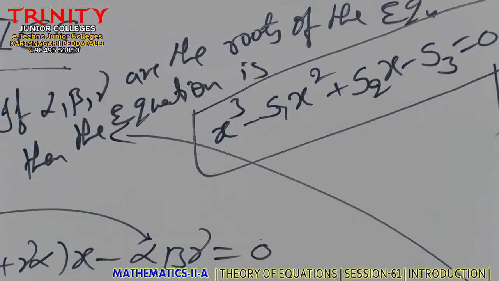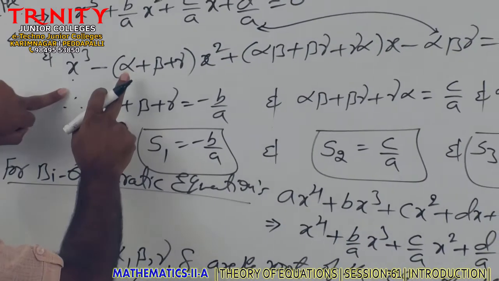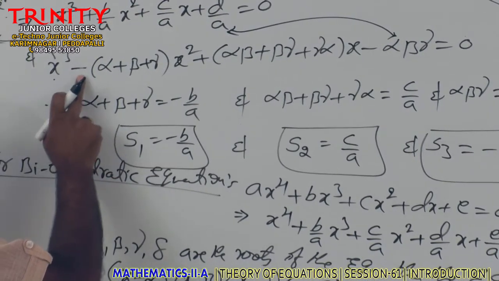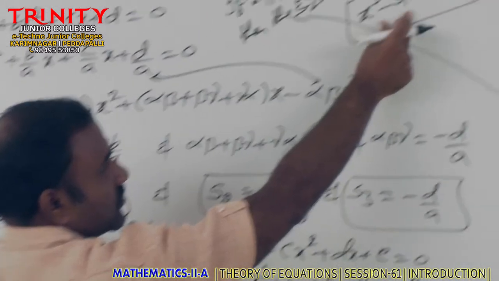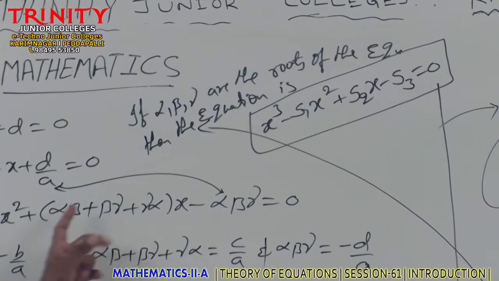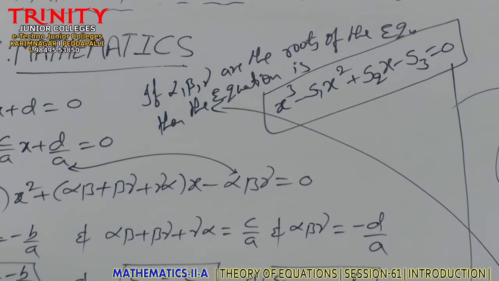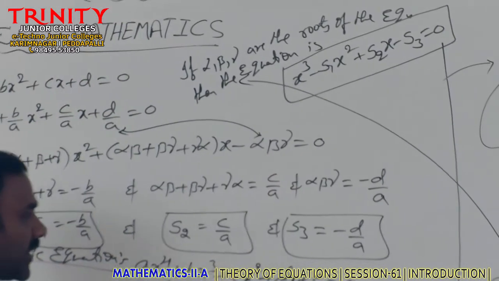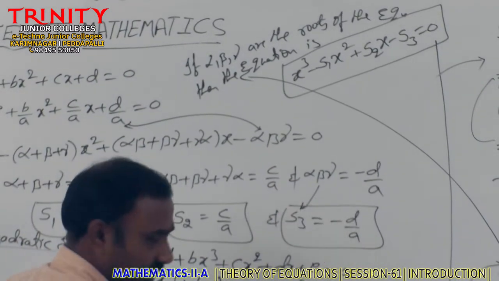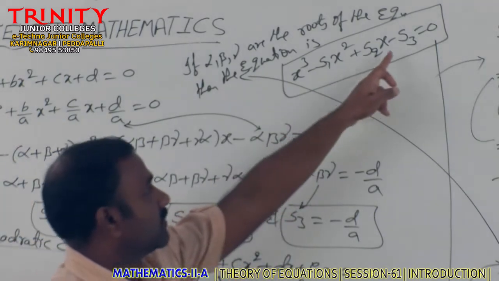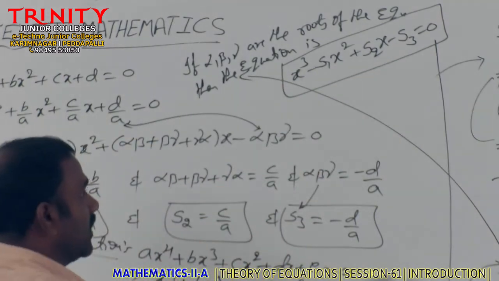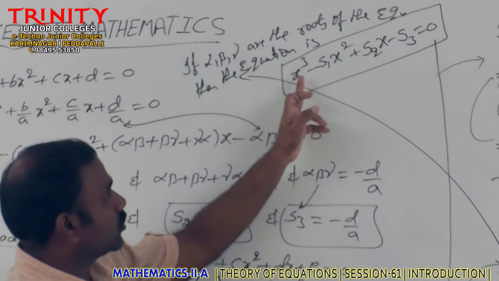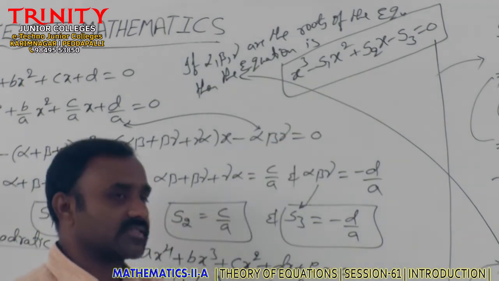See from here, x cube minus alpha plus beta plus gamma. Alpha plus beta plus gamma is what? S1. X cube minus S1 x square, plus sum and product of two roots, alpha beta plus beta gamma plus gamma alpha. What we assumed? S2. S2 x minus alpha into beta into gamma. Alpha into beta into gamma is treated as S3, the product of the three roots, that is minus S3 equal to 0. Alternative signs. Alpha, beta, gamma are the roots of the equation, then the equation is x cube minus S1 x square plus S2 x minus S3 is equal to 0.